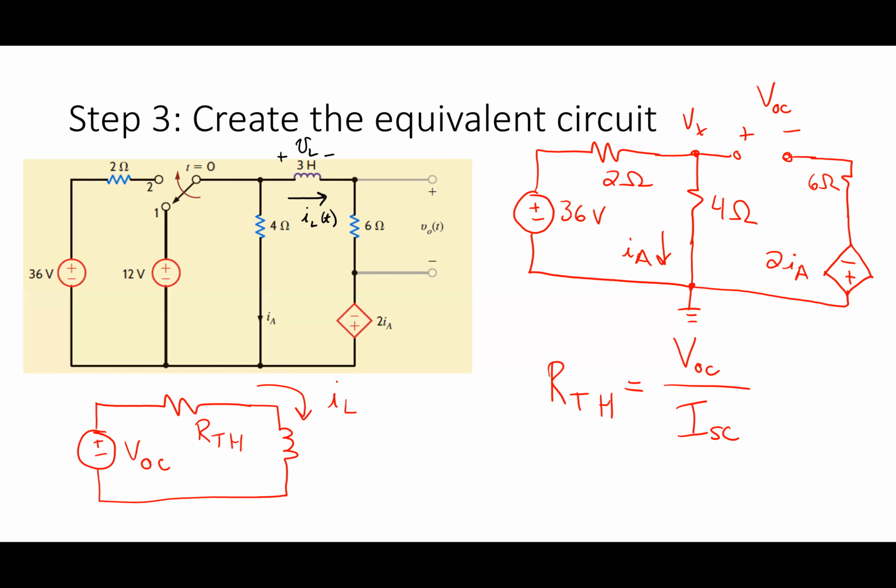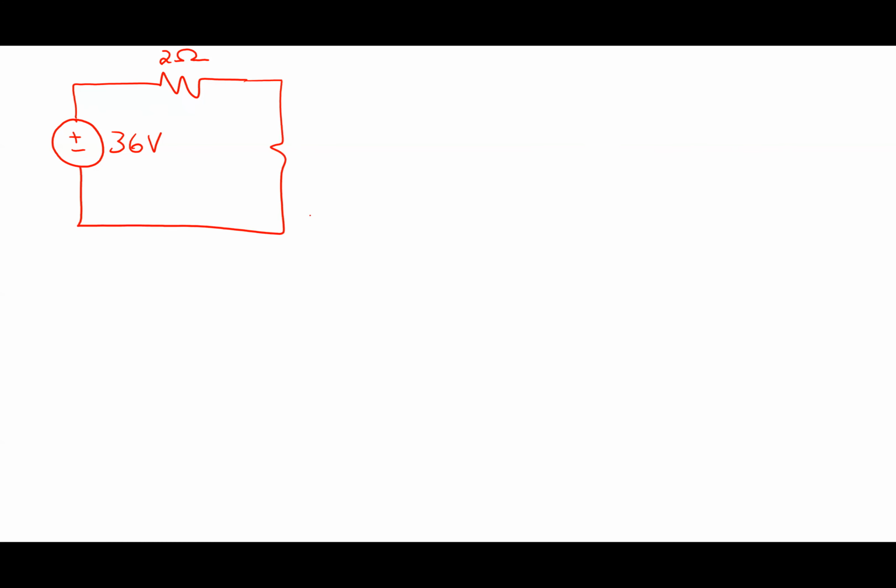So, all right, let me redraw that over here. How much space did I leave myself? All right, so 36 volts. What was that resistor? Is it 2 ohms? 2 ohms. This is IA. 4 ohms. This is VOC. Here's my 6 ohms.